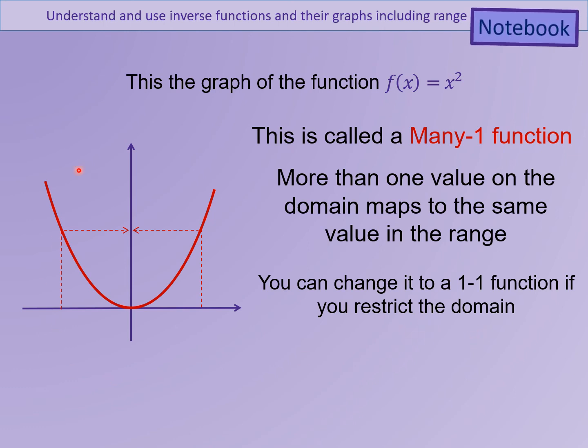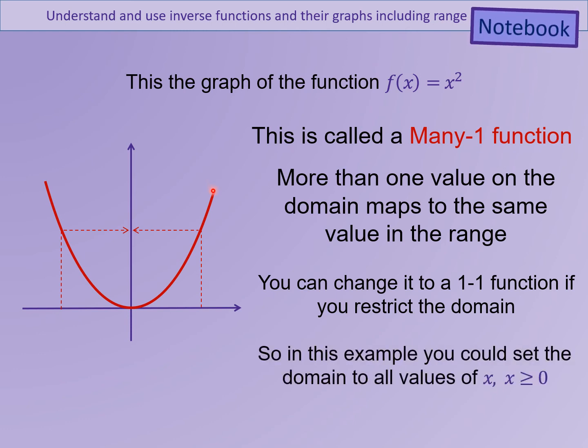And in fact, if I just ignored this part up to there and pretended that didn't exist, I would only have this part and that would work fine. In fact, that's what I could do. If I'm only interested in where x is greater than 0, I lose this part just here, and now I have a one-to-one function. One number in, one number out, one number in, one number out, because I don't have to worry about this side.